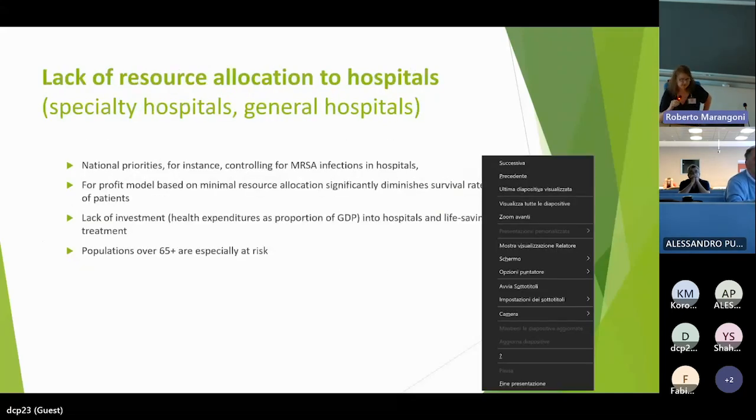Lack of research allocation to hospitals. So this goes along the economic front. One of the questions is, what are the national priorities for countries to control, let's say, hospital-borne infections, superbugs that are impossible to treat? There is a very high mortality rate.